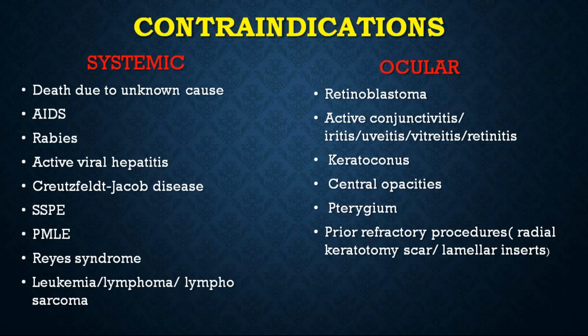There are the contraindications, systemic contraindications and ocular contraindications. Systemic contraindications include death due to unknown cause, AIDS, rabies, active viral hepatitis like hepatitis B, hepatitis C, Creutzfeldt-Jakob disease, SSPE, Reye syndrome, leukemias, and lymphomas. Ocular conditions like retinoblastomas, conjunctivitis, uveitis, vitritis, and retinitis, keratoconus, central corneal opacities, pterygium, certain refractive procedures like radial keratotomy, scars, and lamellar. These are all the contraindications, systemic and ocular contraindications. This is very important, systemic and ocular contraindications for taking a donor cornea.